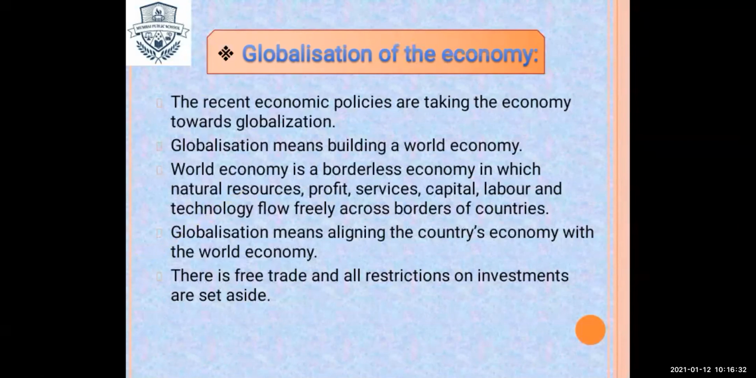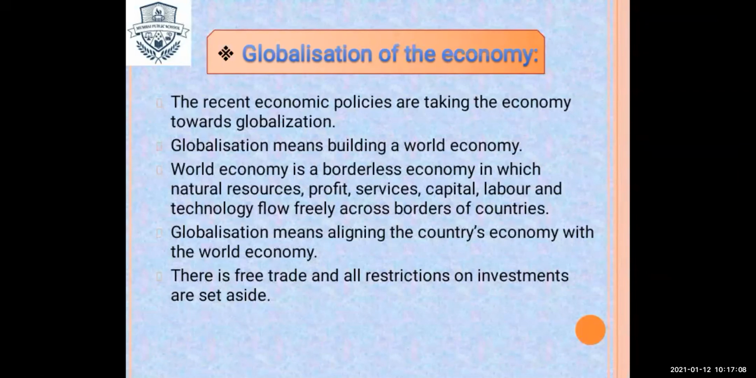Then, globalization means aligning the country's economy with the world economy. The fourth point tells us about that. Globalization means alignment, which means to join. When we are linking or joining the country's economy with the world economy, that is globalization. So we have to be connected. Nowadays, we have to be connected to the world.